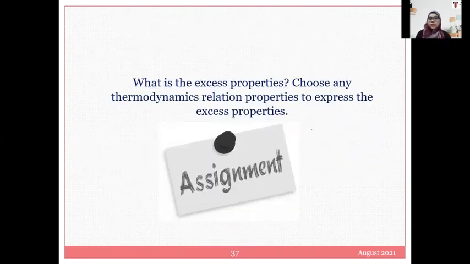To prove your attendance, you may try to answer this: what are the excess properties? Choose any thermodynamic relation properties to express the excess properties.